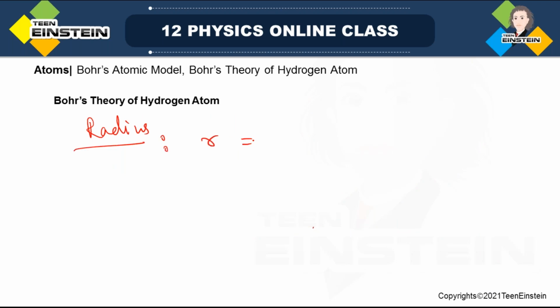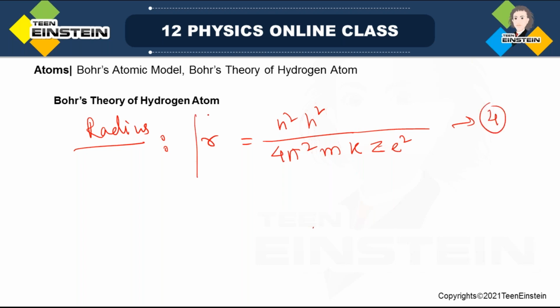So what we get is the radius r = n² h² / (4π² m k Z e²). Okay, this is the expression we have got. We have named it equation 4. This is the expression which gives you the radius of various Bohr orbits.